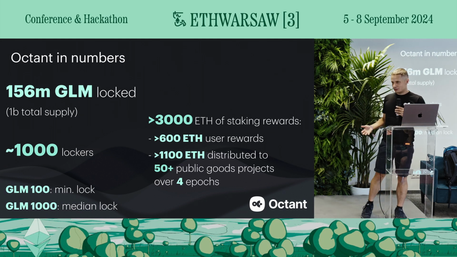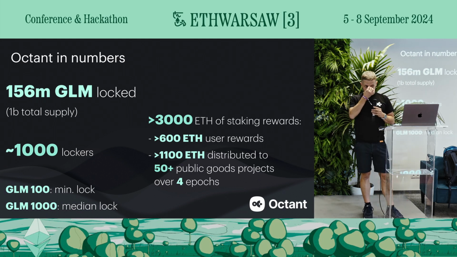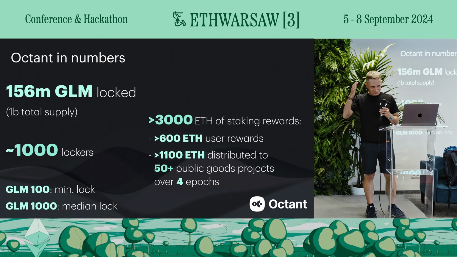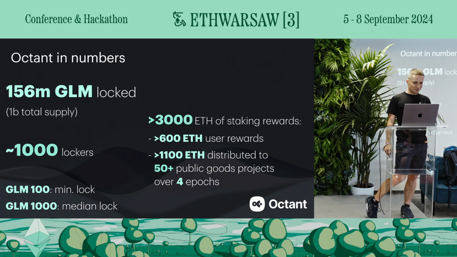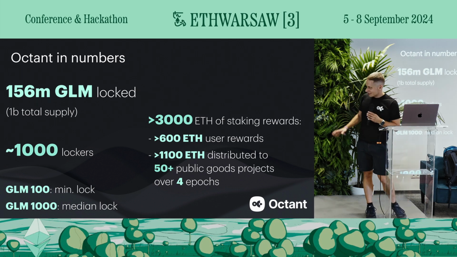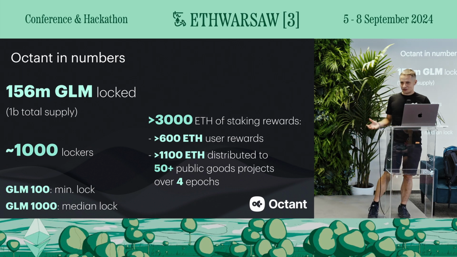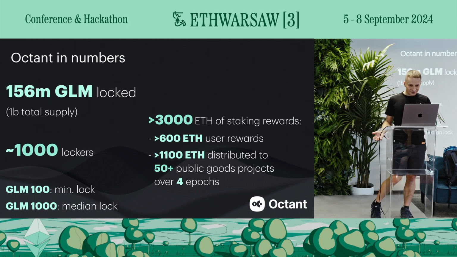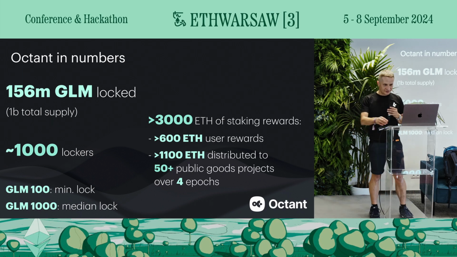The entry ticket to join Octant is 100 GLM, that's the minimum lock. So about $25. The median lock is about 1,000. So you can already see that the average, if you divide the 156 million by 1,000, is in hundreds of thousands of GLM. So the distribution of our lockers is a bit skewed. We also have larger whales, which is a big challenge, and I will talk about this later.